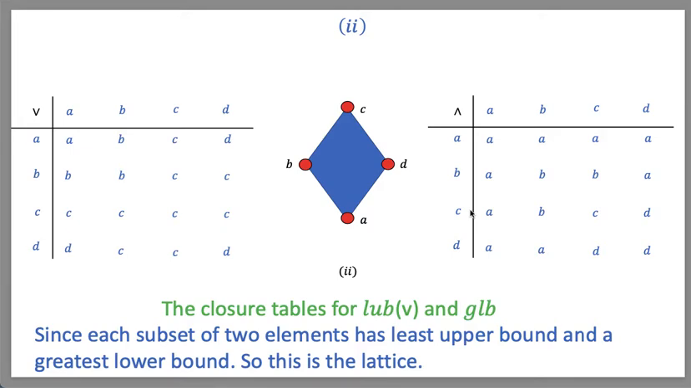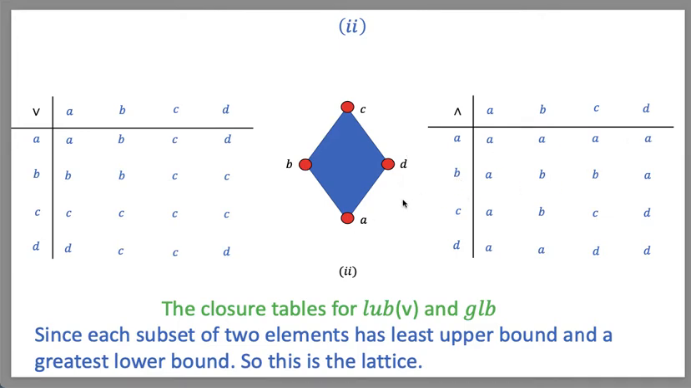Now greatest lower bound. Greatest lower bound of A and A is A. Greatest lower bound of A and B is A, because this is the least element, A. Greatest lower bound of A and C is A. Greatest lower bound of A and D is A. So these are all A's.